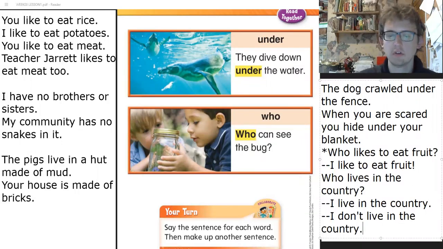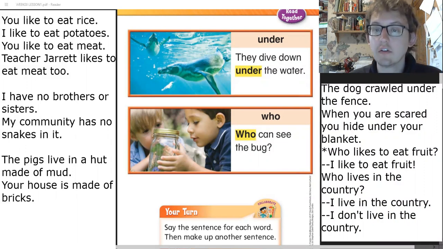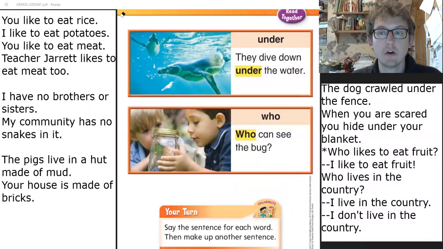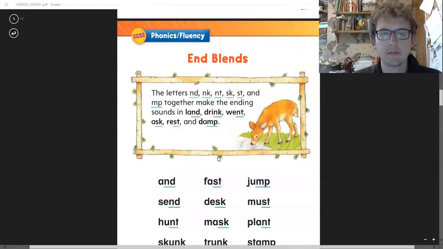Okay, good. So now it's your turn and say the sentence for each word, then make up another sentence. So we already did that, okay? So we're gonna go to the next page. Now, if you want to practice these sentences some more, you can hit pause and practice, but now I have to erase them, okay? So if you want to practice, hit pause. Okay, now I'll erase it. Let's go to the next page.